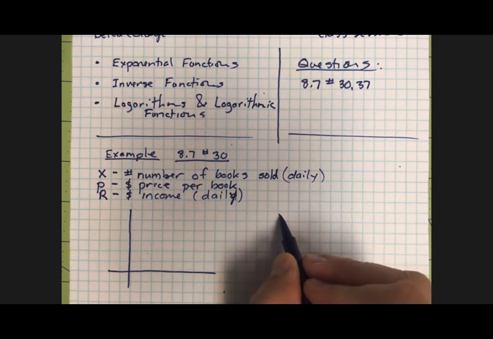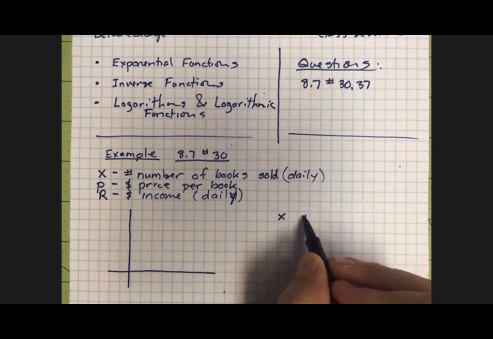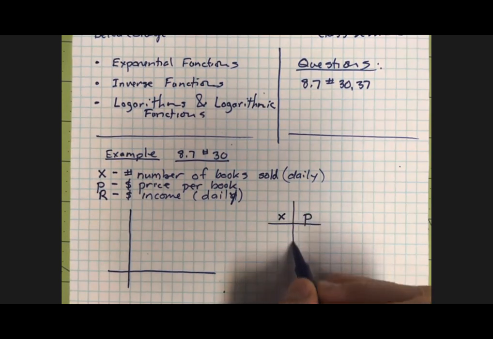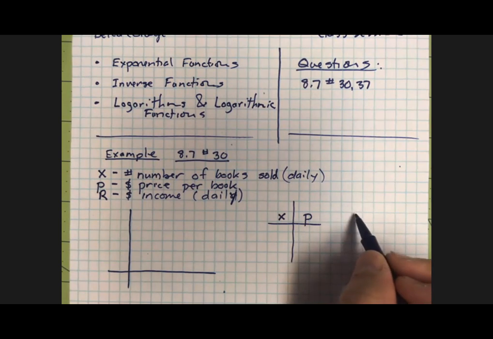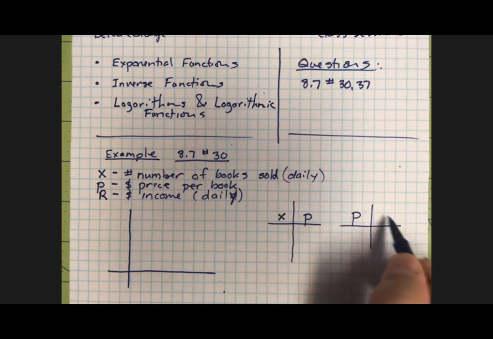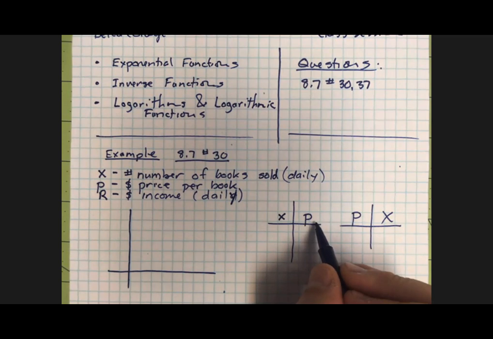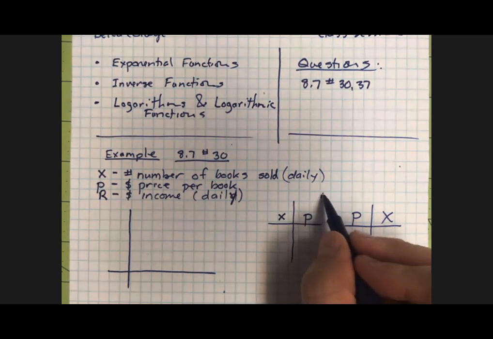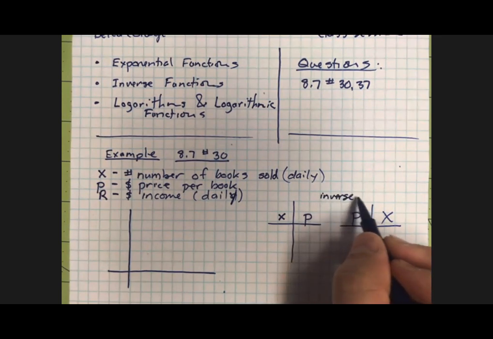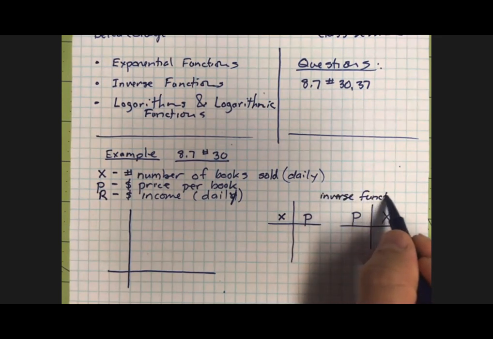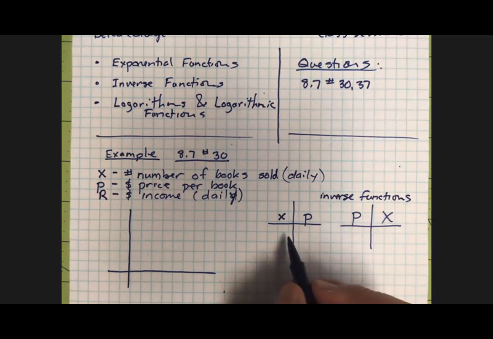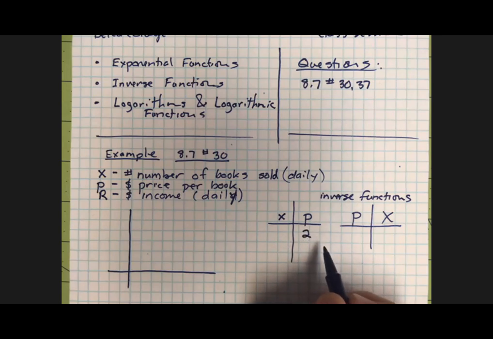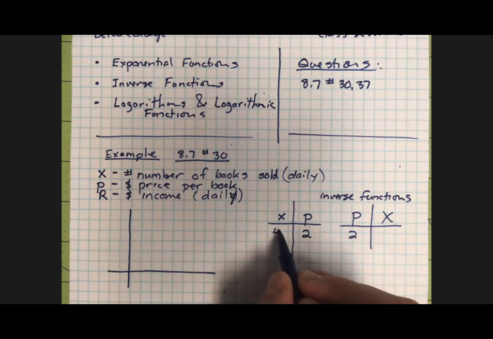So if the price, I don't know whether you want to call it price and books sold or books sold and price, you could literally do it either way. And this is a part of what we're going to talk about today when I talk about inverse functions or inverse relationships. Regardless, she sells at $2 for a book. That's the price. She expects to sell 40 books a day.